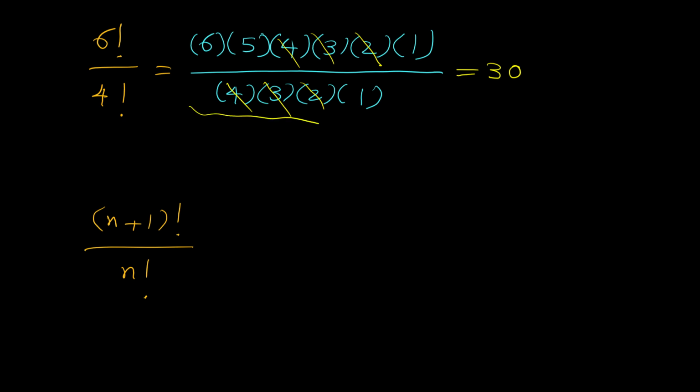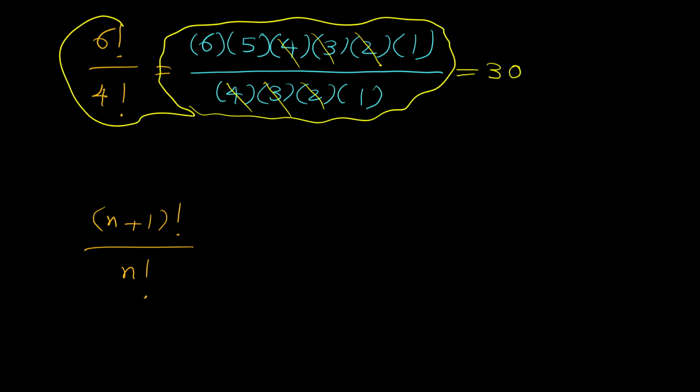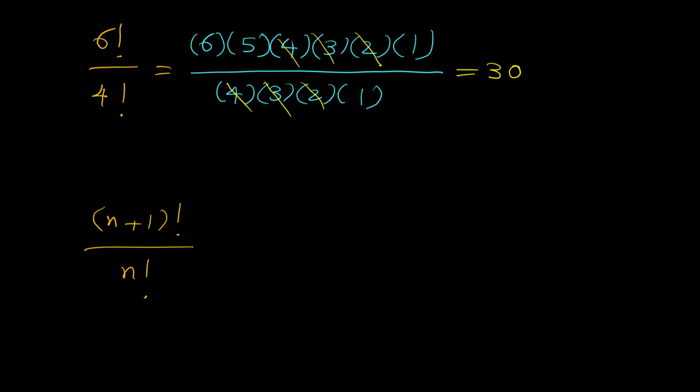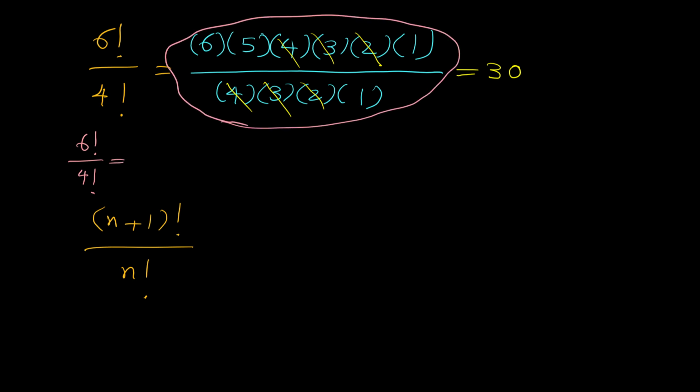But is this the best way of doing this question? For simplifying 6 factorial over 4 factorial, there is basically a better way. This is not the best way of doing this example. Let me show you how we can simplify 6 factorial divided by 4 factorial in a better way. So we want to simplify 6 factorial by 4 factorial. It's the same thing as this process, but it is a little better.